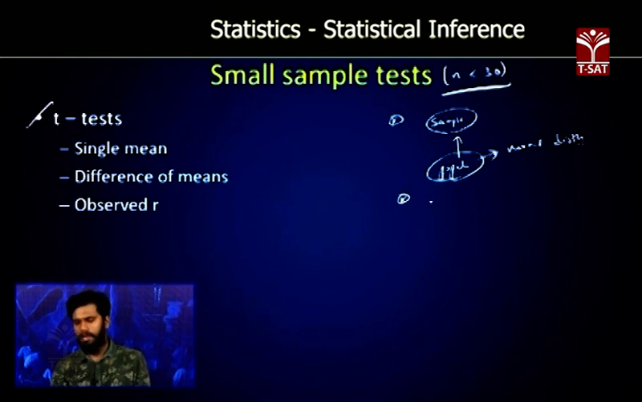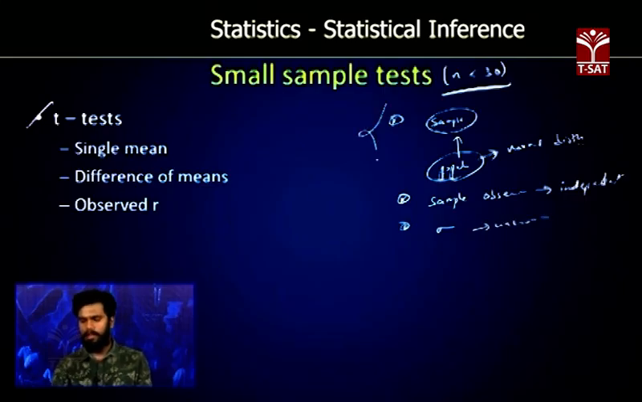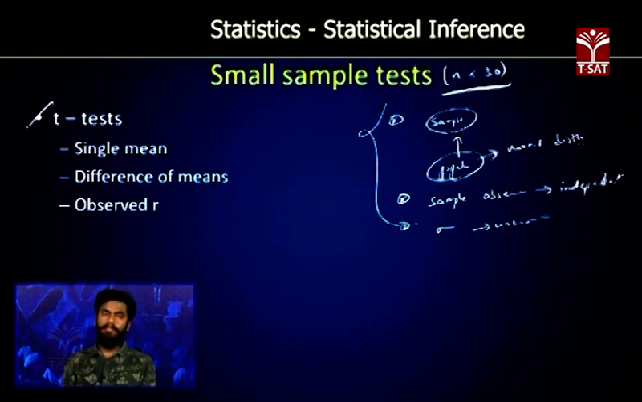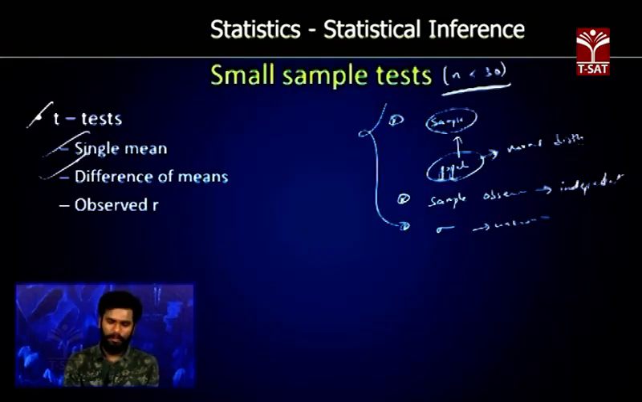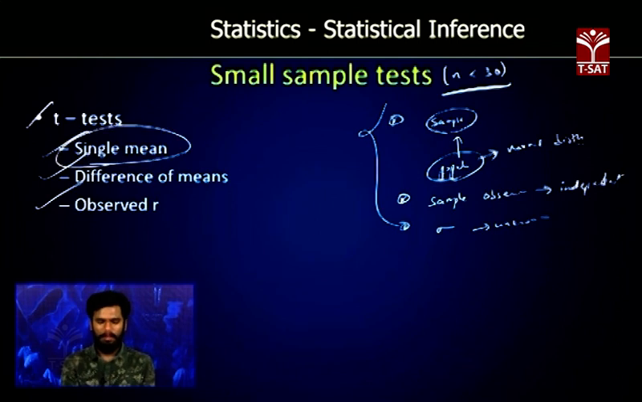The second assumption is that the sample observations you are considering must be independent. The other thing is the population standard deviation must be unknown. When these assumptions are satisfied, then we can use the t test. In which cases can you use the t test? Test for significance of the single mean, test for significance of the difference of means, and test for significance of the observed correlation coefficients. Now first we will see the test for significance of the mean.